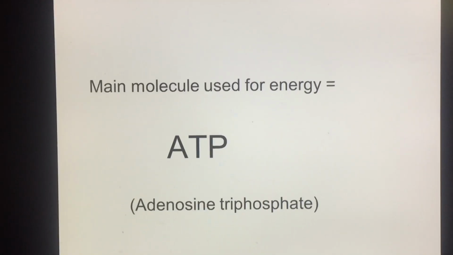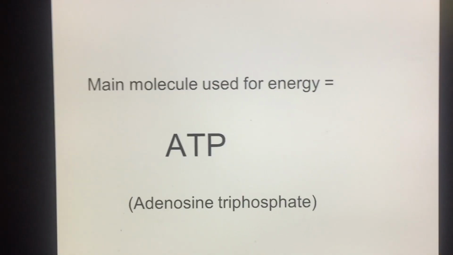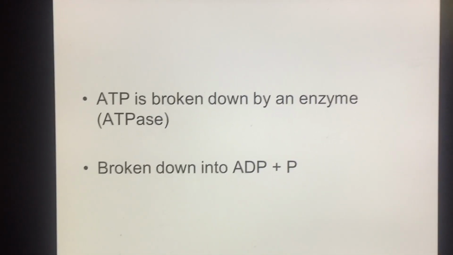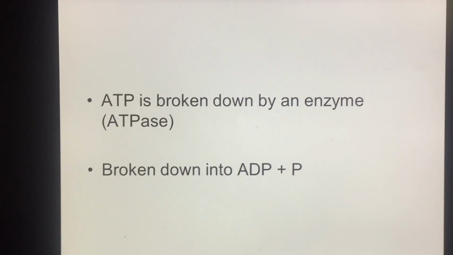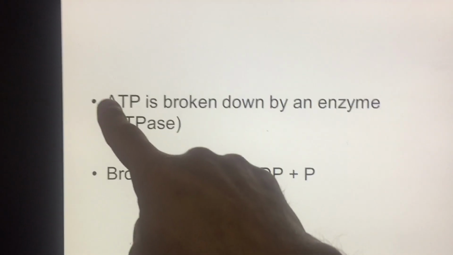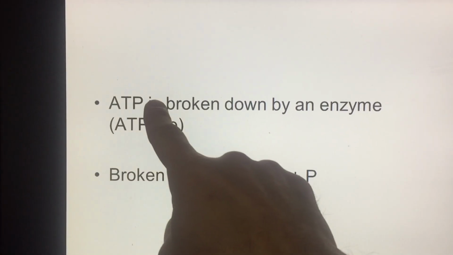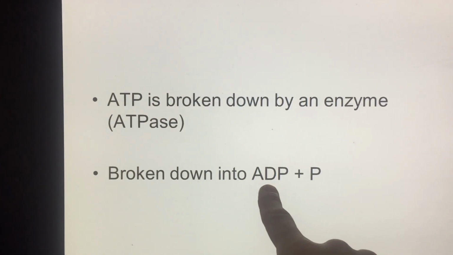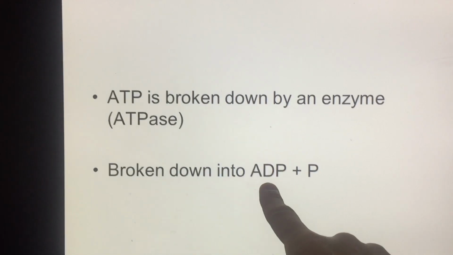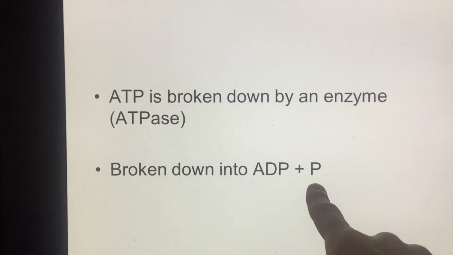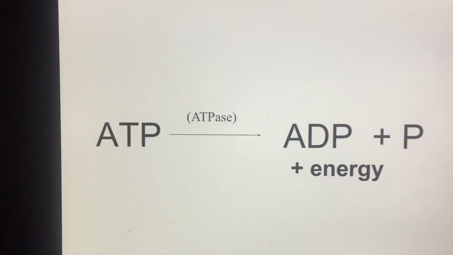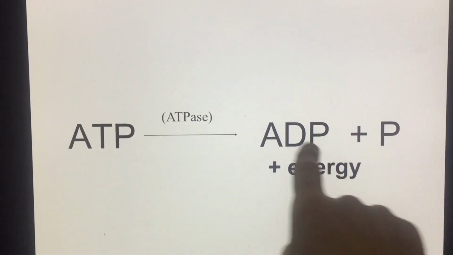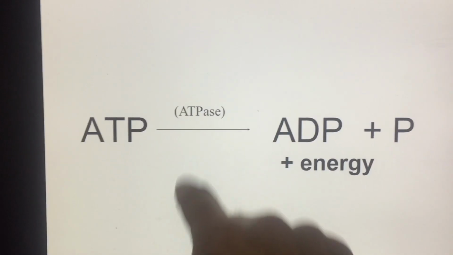So what happens in this reaction is you've got this molecule that's used for energy called ATP. It's broken down into ADP and inorganic phosphate. So ATP stands for adenosine triphosphate. It's got 3 phosphate groups. And then when it's broken down, you end up with 2 phosphate groups, adenosine diphosphate, and kind of a free phosphate. And the enzyme that helps this reaction to go faster is just called ATPase.